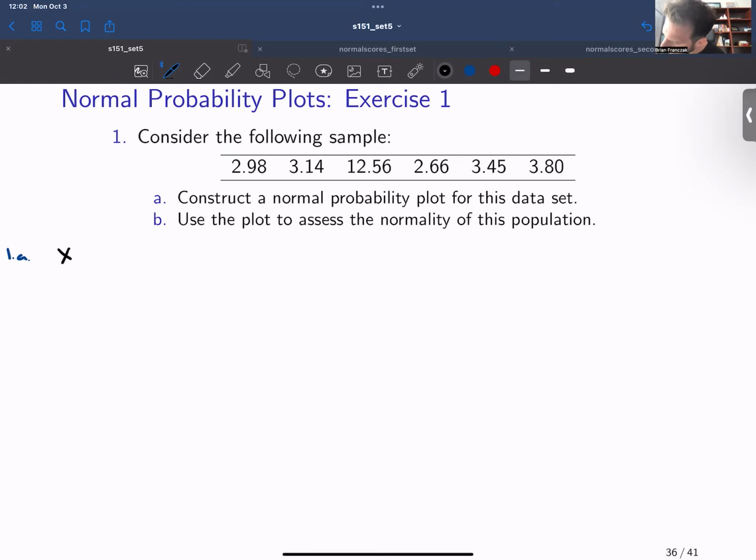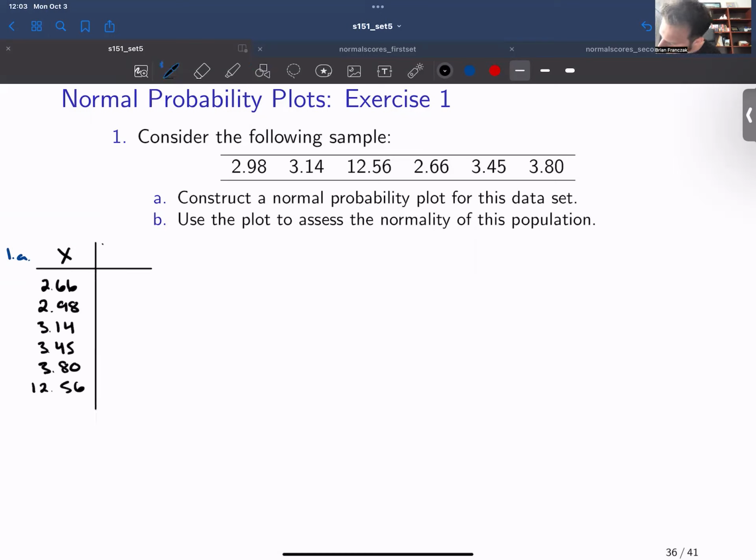So the smallest value is 2.66. This is followed by 2.98. This is followed by 3.14. This is followed by 3.45. This is followed by 3.80. And this is followed by 12.56.